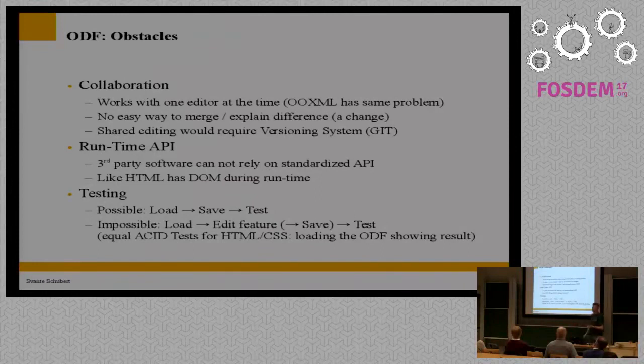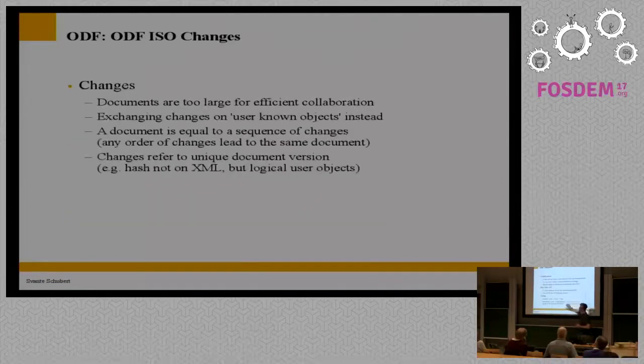The next one, there's no runtime API like HTML had with the DOM. This is very important for third-party software, and it's one of the biggest obstacles for selling. And last, there's no feature testing. If I want to buy a machine, then I take a test, and there's a feature comparison. Nowadays, I see applications that say, oh, we support ODF, but when I test a few documents, I realize they're very lousy. There should be better testing, and this is not possible yet. You can only load, save, and test. But if we would have something like feature testing, then we would be very powerful.